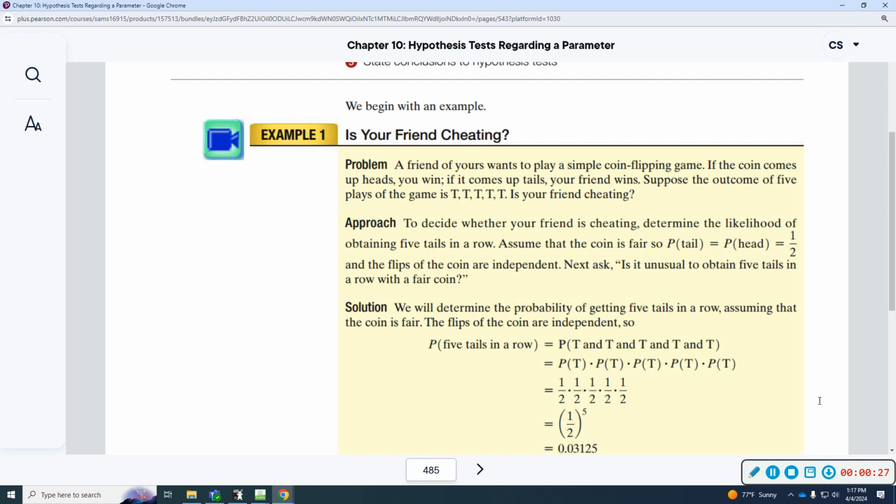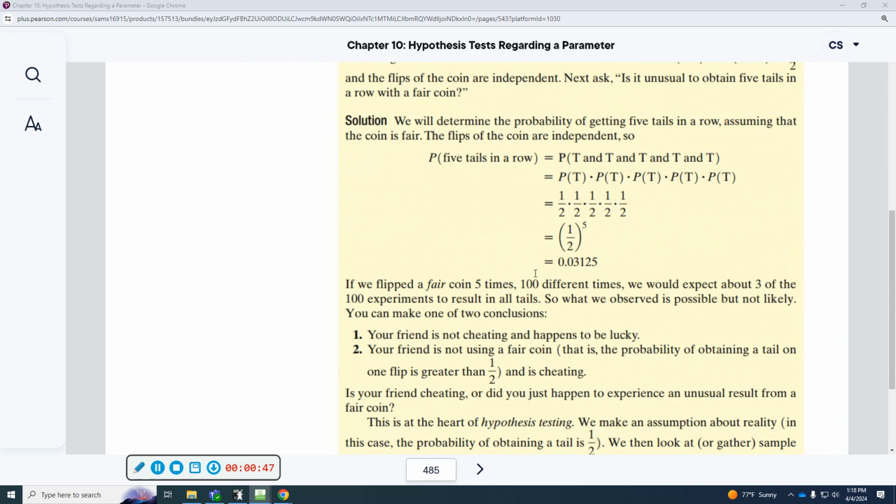It kind of sets up the idea of hypothesis testing. So in this example, it's saying you and your friends are making a wager. If you flip a coin and it comes up tails, your friend wins. If it comes up heads, you win. And your friend gets 5 tails in a row, and we want to know, are they cheating? So in order to do that, we find the probability that that happens. We determine if it's unusual, which in this case is 3%. In our case, that's unusual. That means if we did this 100 times, 3 of those times would result in 5 in a row.